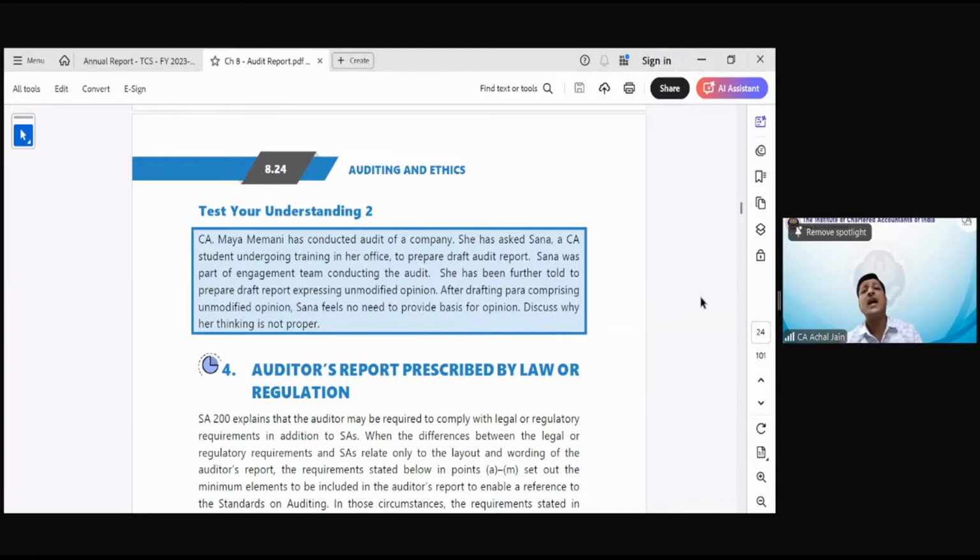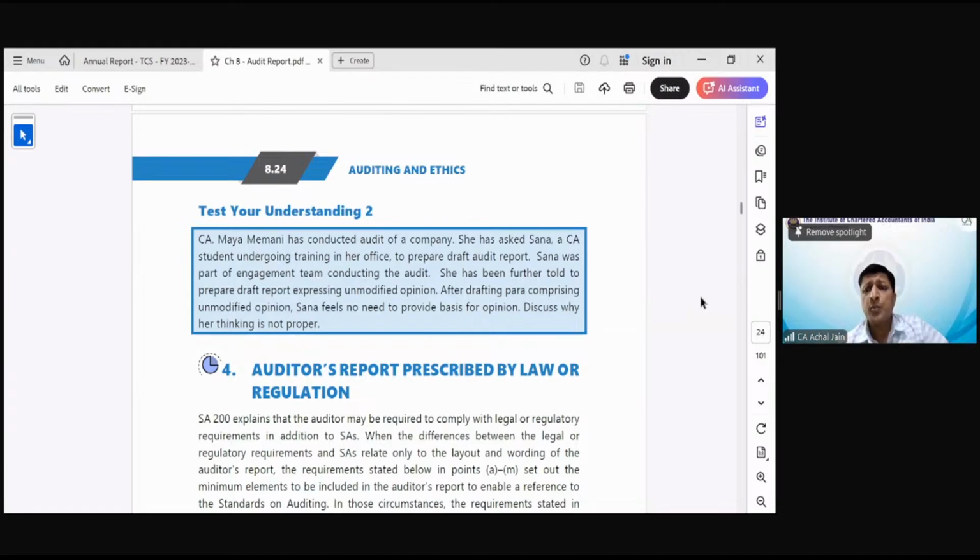That's why she has been asked to draft the audit report. So again, objective is not to finalize, draft one. She has further been told to prepare a draft report expressing unmodified opinion. Unmodified opinion means, just to keep it simple for you, you can say the clean opinion, wherein there is no modification. Okay, so that's what you call as unmodified opinion. Means there is no qualification, there is no modification.